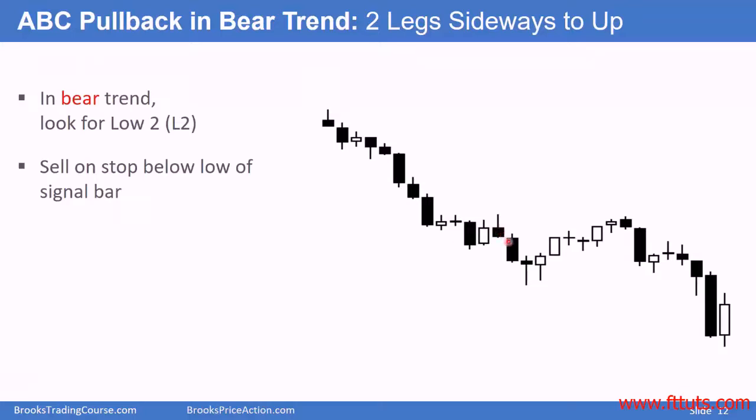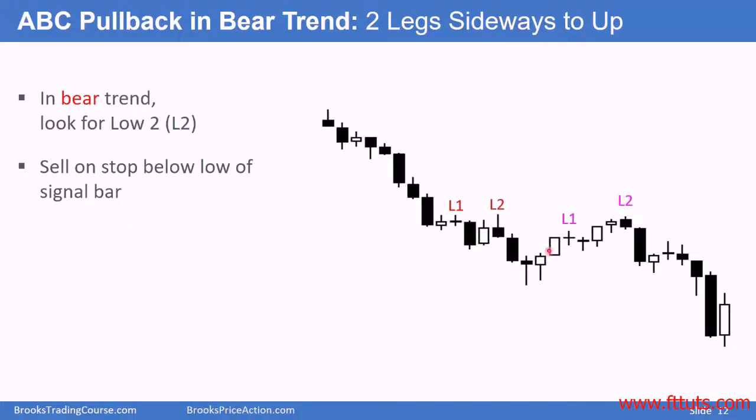Here, it simply went sideways, and here's a second attempt to go down. For me, this is a low one short, and then we have a double top bear flag. That's a low two short. So you either sell there or you sell below this bar here. Low one bear flag, low two bear flag.